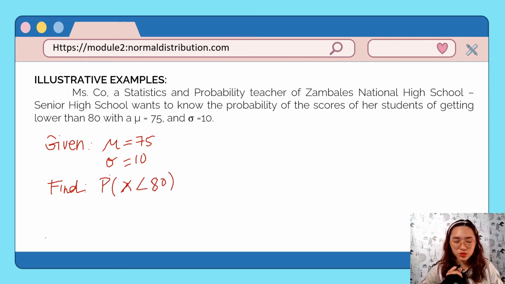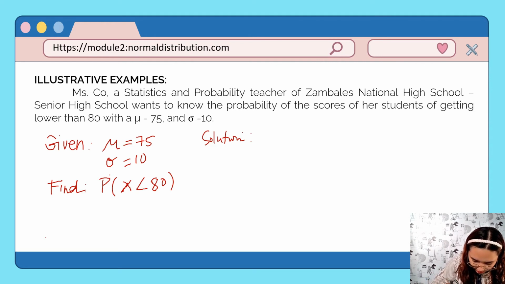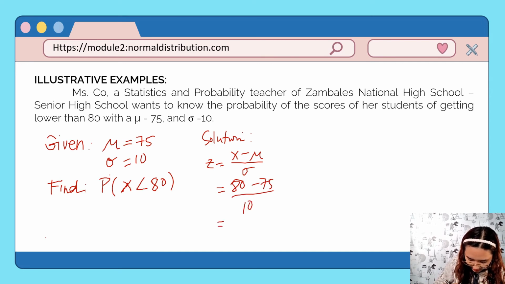So to find the probability, kailangan lang natin yung ating z-table. But in z-table, ang kailangan po natin ay ang z-value. At wala tayong given na z-value dito. So we have to convert itong given score na 80 into a standard normal variable z. Kailangan natin yung ating formula z is equal to x minus the mean all over the standard deviation. We have 80 minus 75 over 10, and that is 5 over 10, that's 0.5. So, 0.5 ang ating z.